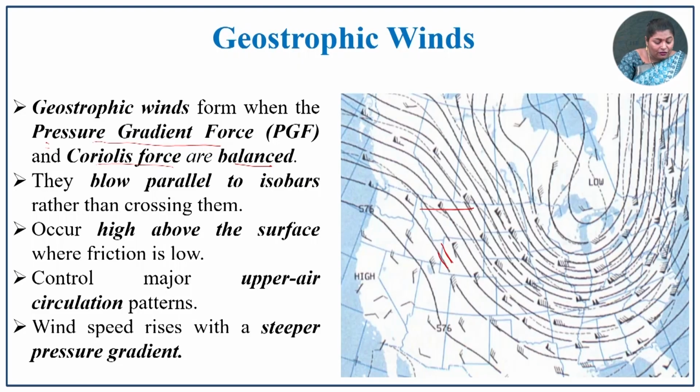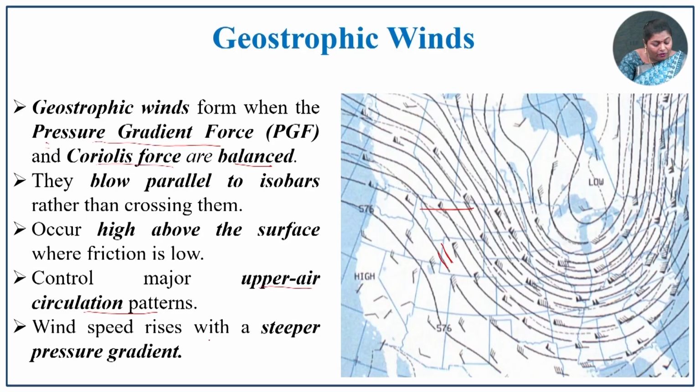The friction is always near the earth's surface, somewhat nearer to the earth's surface. So, it controls the major upper air circulation pattern. So, this geostrophic wind controls the upper air movement. In the jet stream, this is the most important factor.